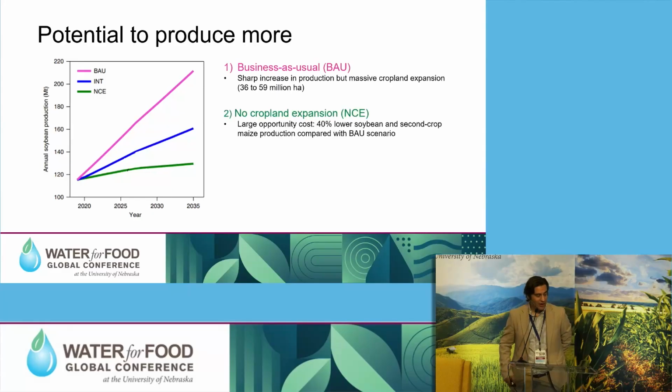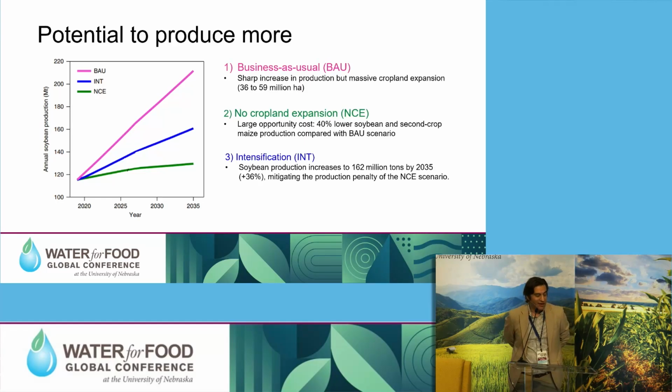On the other hand, if, let's say, somebody not so smart says no more cropland expansion from now on, I mean, that's great for the environment. But on the other hand, Brazil will achieve 40% lower soybean production and maize production compared with the business as usual, which will have a tremendous impact, a tremendous opportunity cost in terms of economic outcomes.